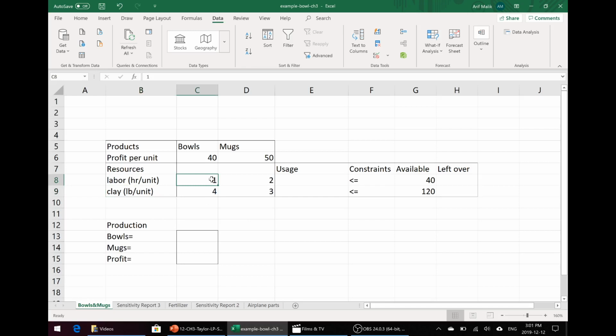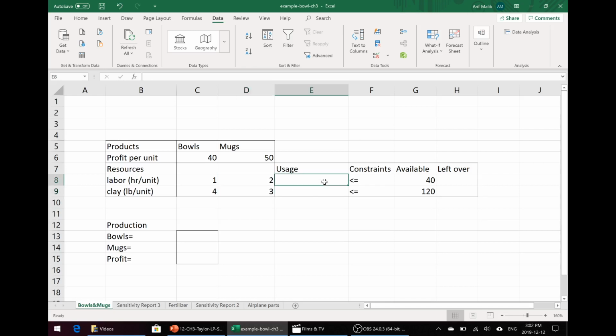This is telling us that 1 hour of labor is used to make 1 bowl, and 4 pounds of clay is used to make 1 bowl. Similarly, 2 hours of labor is used to make 1 mug, and 3 pounds of clay is used to make 1 mug.